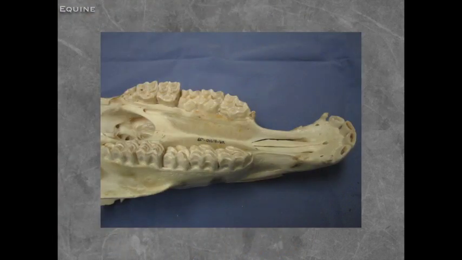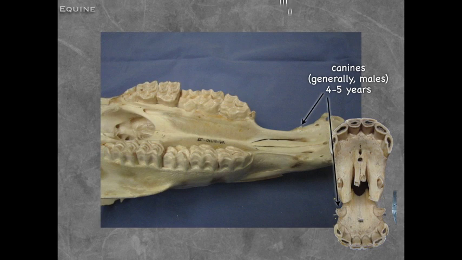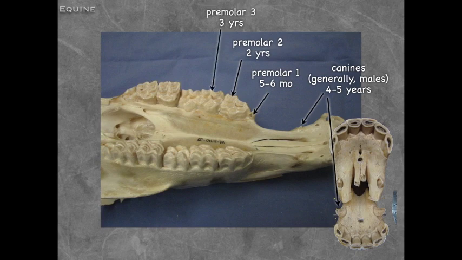I mentioned that the cheek teeth are going to help us in aging that first and second year. Canines are generally going to come in at 4 to 5 years, and generally only in the males. Premolar 1, if it is going to be present, comes in at 5 to 6 months. But our premolar 2 will come in at 2 years. Premolar 3 at 3 years, premolar 4 at 4 years.